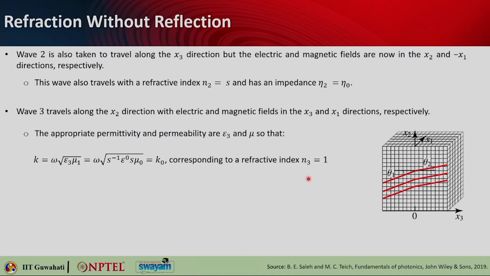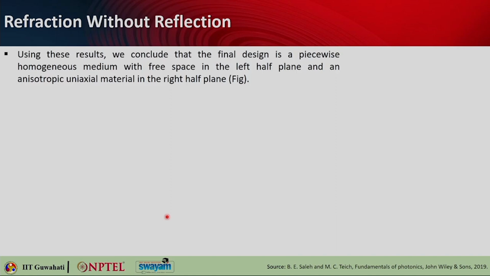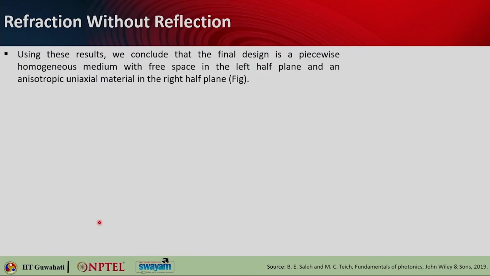So we have figured out all the cases, okay. You can calculate the phase shift along this direction, that will be simply k naught d, and this is similar to the unstretched case because there is actually no stretching along the x2 direction. So let us calculate the impedance here. The impedance will be eta 3 equals square root of mu 1 over epsilon 3, and that will come out to be S eta naught, okay. So you can see that there is a change in impedance in this particular direction.